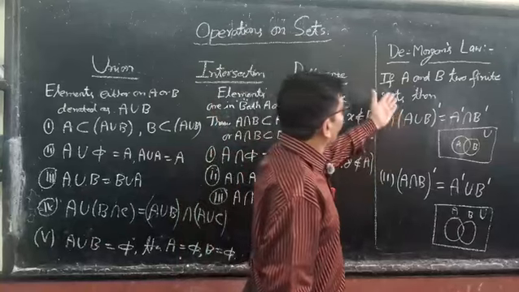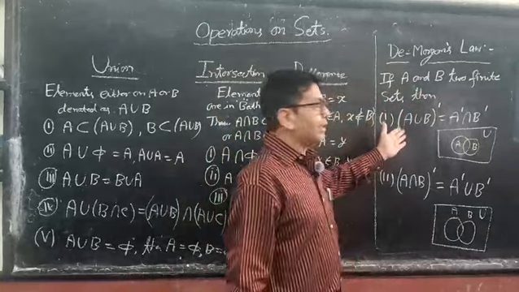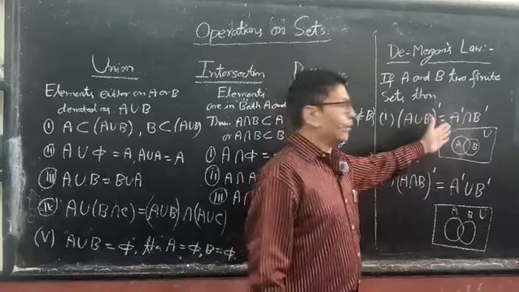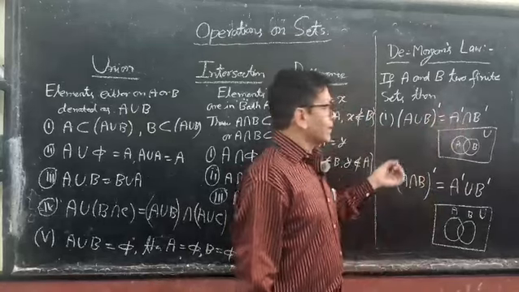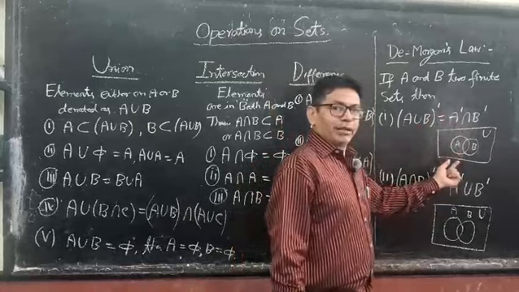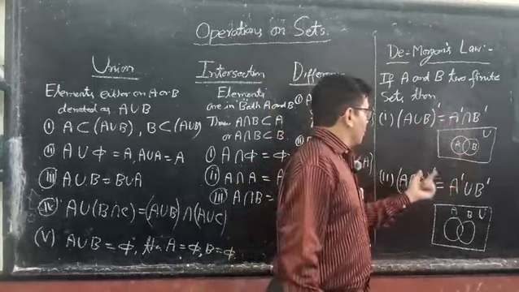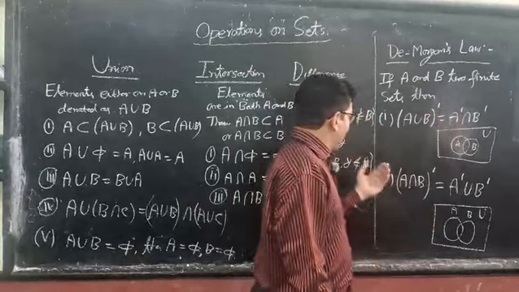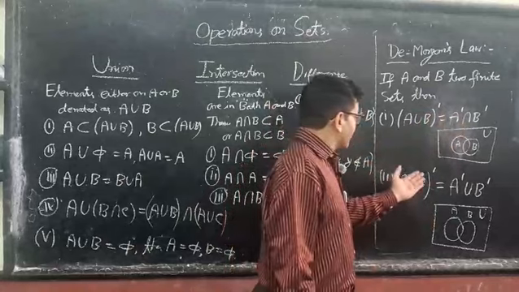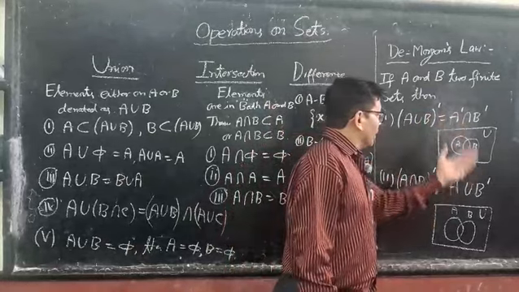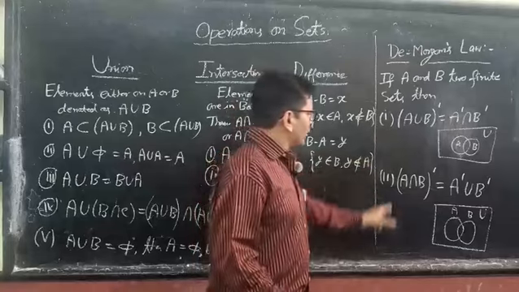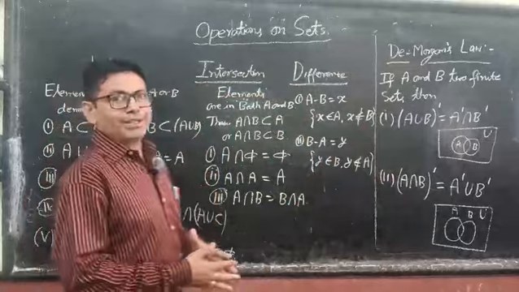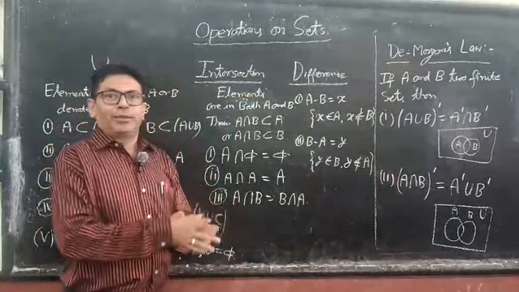So here A and B are two finite sets. Then the complement of A union B is equal to A complement intersection B complement, and we can highlight this by a Venn diagram also. So (A union B) complement is equal to A complement intersection B complement, and (A intersection B) complement is equal to A complement union B complement. This is a very important rule when we do sums on sets. So we discussed here the operations on sets.